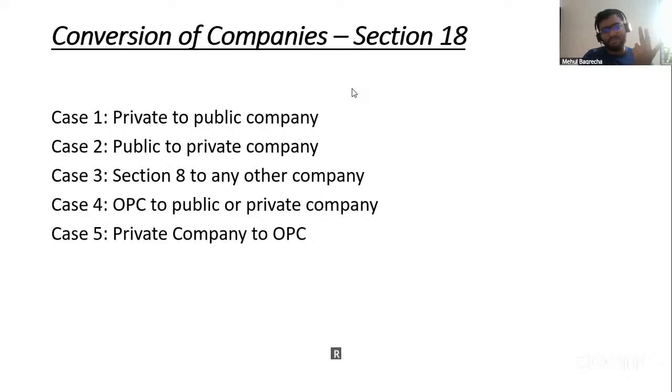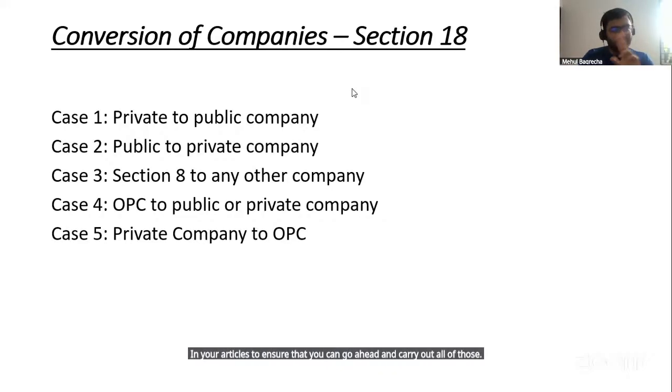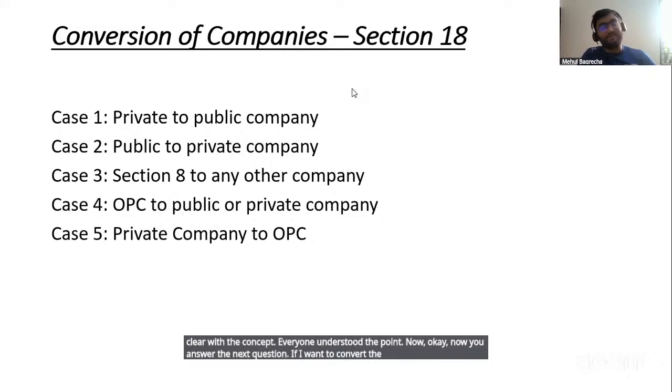RLP, which is applicable only to a private company, has to be removed in your articles to ensure that you can go ahead and carry out all of those. Clear with the concept, everyone? Understood the point? Now you answer the next question. If I want to convert the public company into a private company, what should I do?